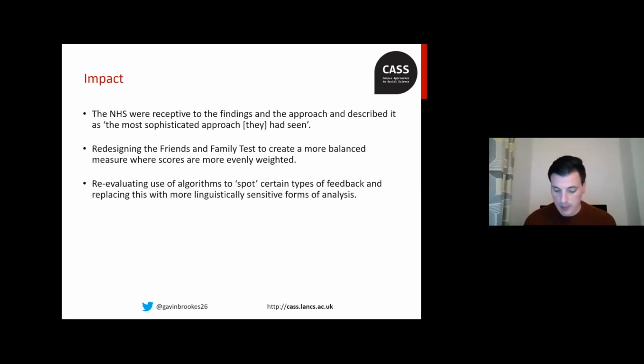Our bottom-up approach, where we've looked not just at what patients say, but also how they say it, has made them reevaluate their use of algorithms designed to automatically spot certain types of feedback. They are acknowledging that those types of algorithms aren't particularly well equipped to deal with cases where patients talk about treatment but are referring to interpersonal skills, and that those algorithms also don't cope well with rhetorical devices like exaggeration or sarcasm or humor.